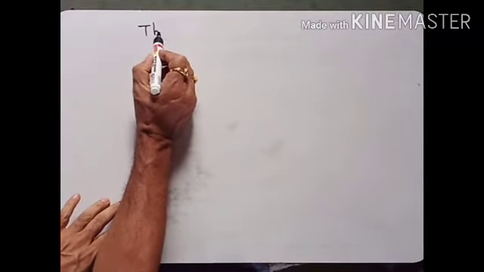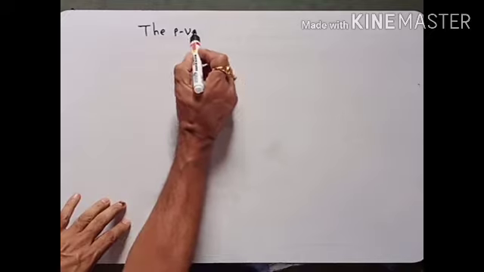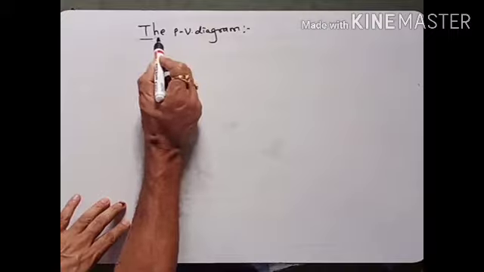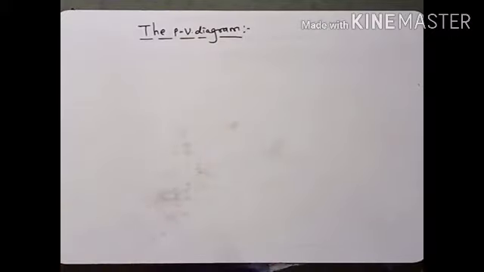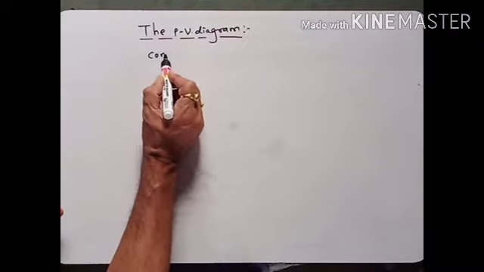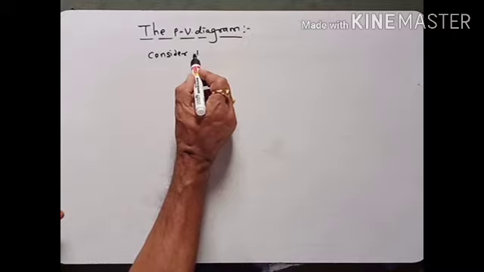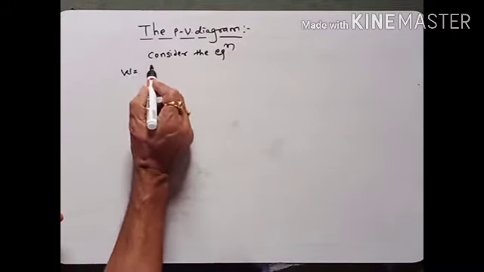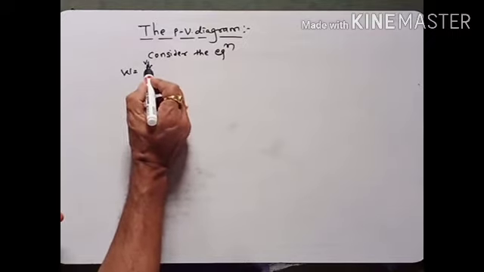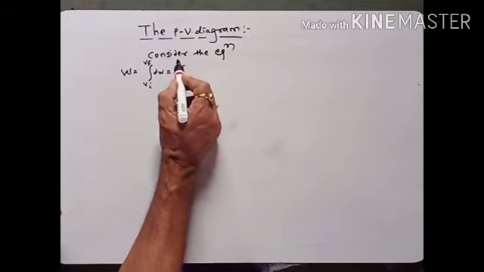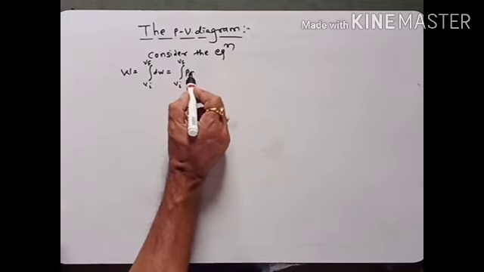Today we are going to see the PV diagram. Here we know the equation, that is, we consider the equation W equal to integration Vi to Vf dW, which is equal to integration Vi to Vf P dV.